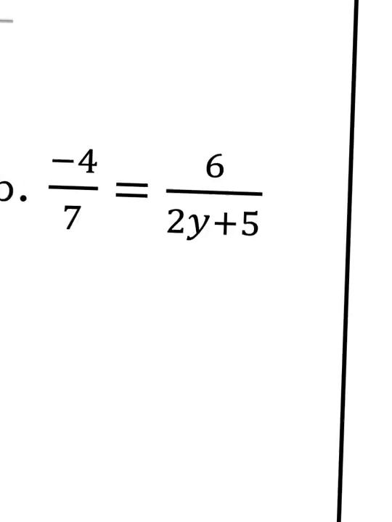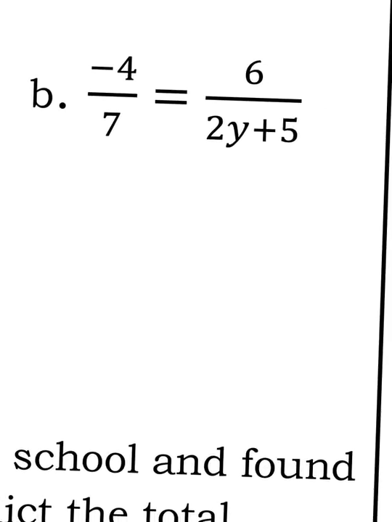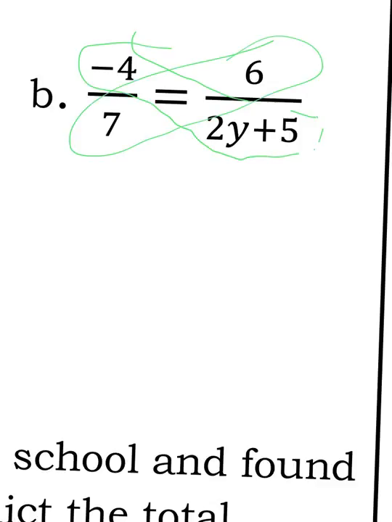Okay, let's do this one. Alright, I got negative 4 times 2y plus 5. And I got 6 times 7. Negative 4, parentheses, 2y plus 5 equals 6 times 7. I'm just going to write 42. I know 6 times 7 is 42.